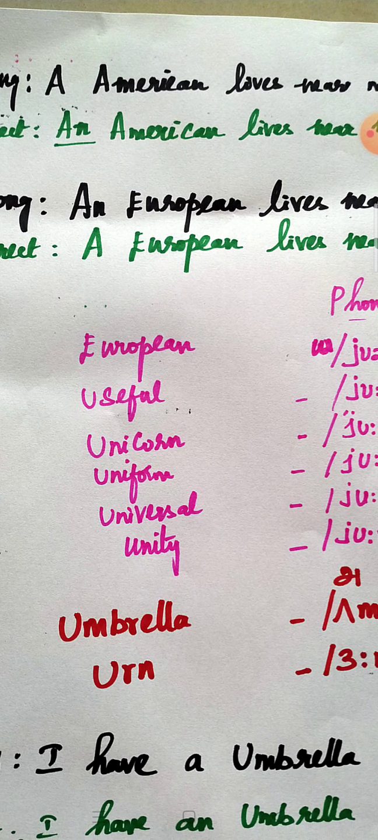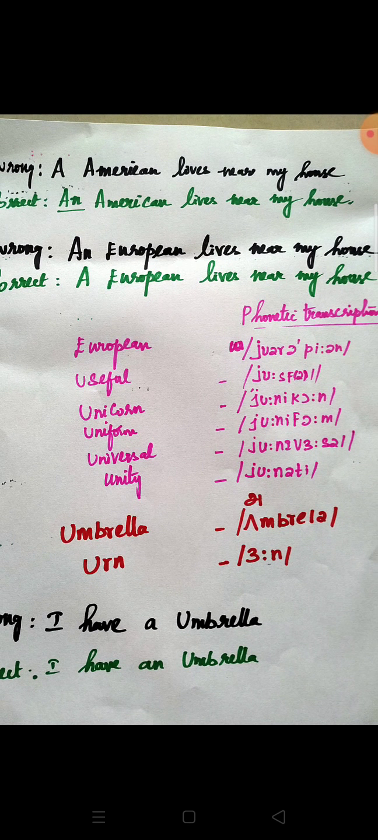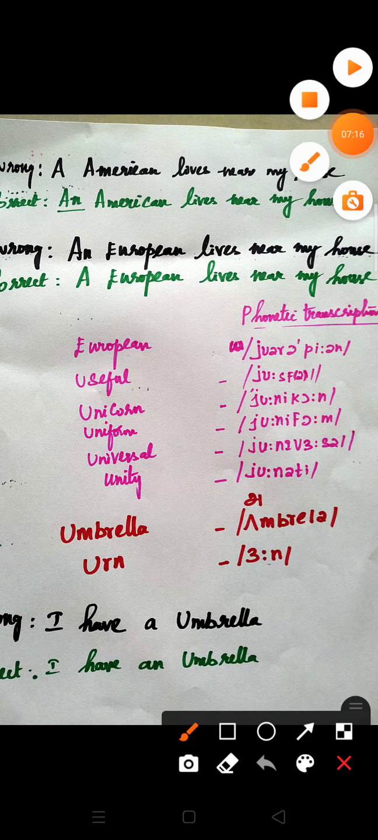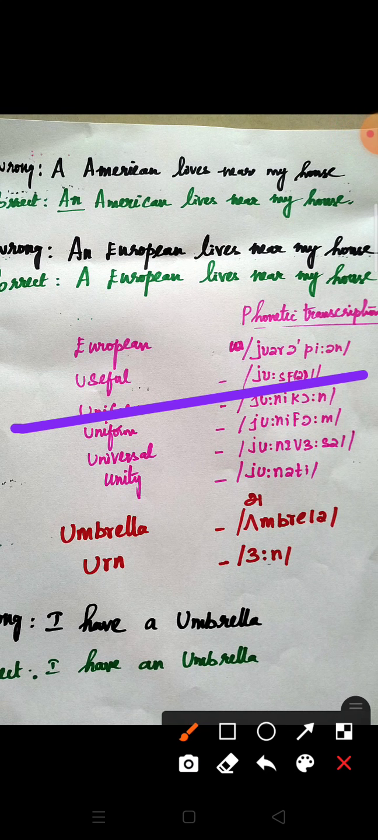But look at the next sentence. An European. See the first letter E. E is a vowel letter only, but when we pronounce it we should pronounce it as European, European. So look at how it should change. Look here, we'll see the phonetic transcription here.